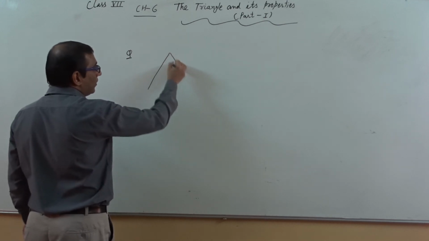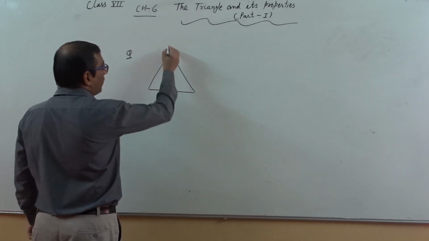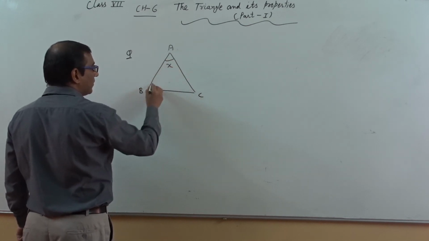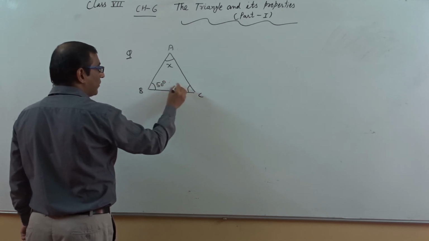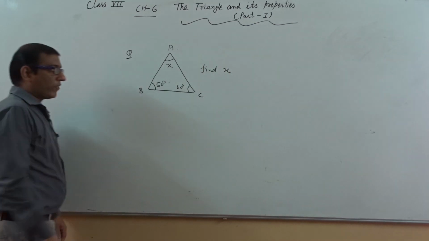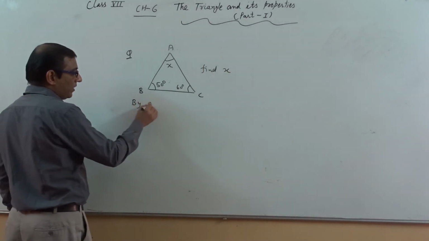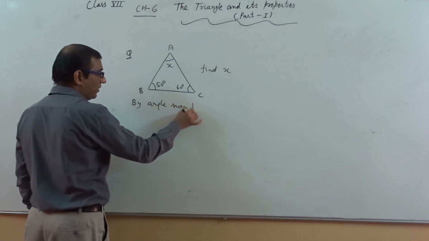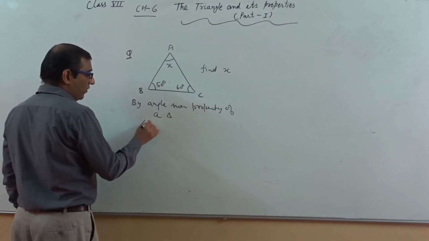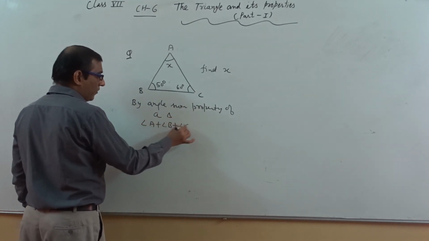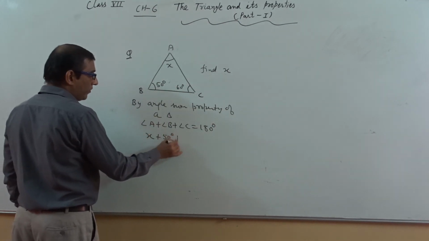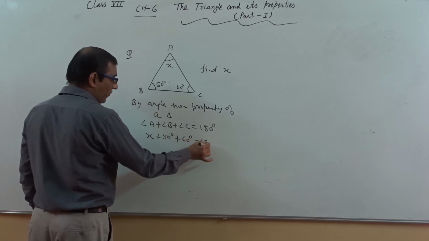So if we are saying this is a triangle ABC in which this is angle X, this is 50 degree and 60 degree, then how can we identify the value of angle X? So how can we do it? By the angle sum property of a triangle, we can say angle A plus angle B plus angle C equals 180 degree. Angle A is equivalent to X, B is equivalent to 50 degree, C is equivalent to 60 degree. Now we will solve it.